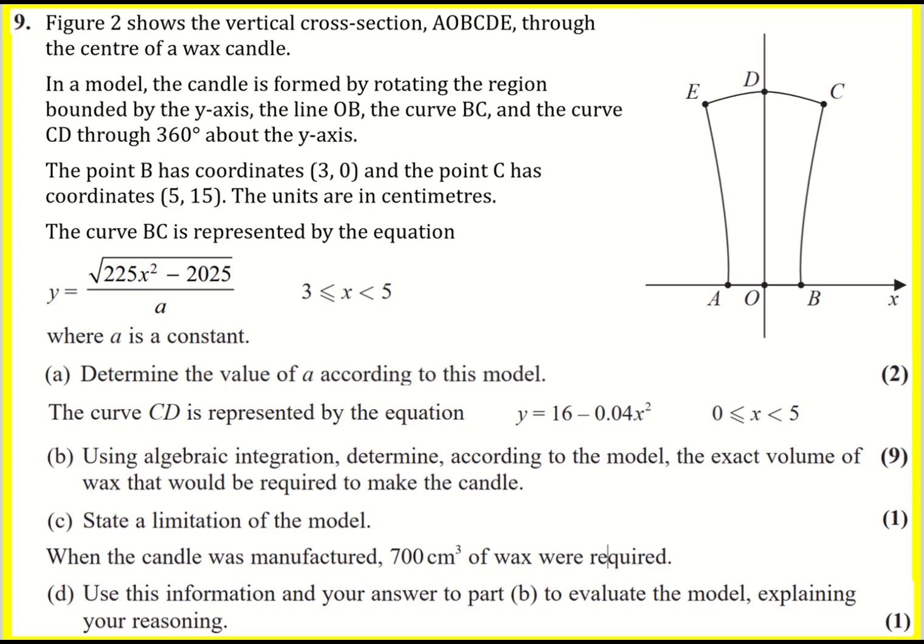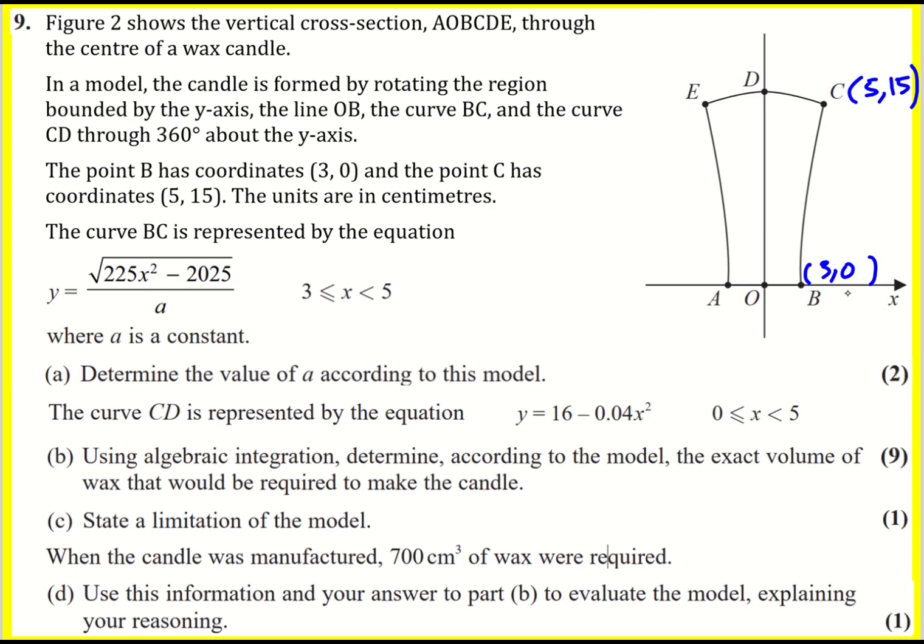Figure 2 shows the vertical cross-section for the center of a wax candle, and in the model the candle's formed by rotating this region around the y-axis. The point B has coordinate 3, 0, and C is 5, 15. Units in centimeters, the curve BC is then represented by this equation between x equals 3 and x equals 5, where a is a constant. So determine the value of a according to the model.